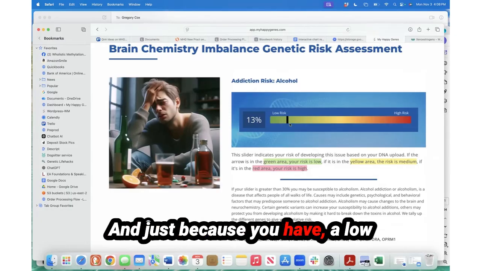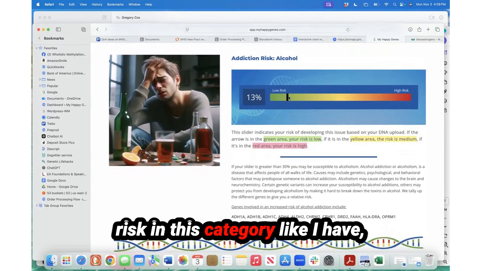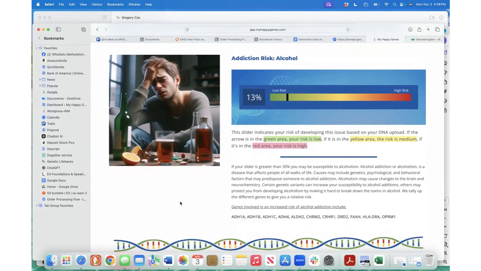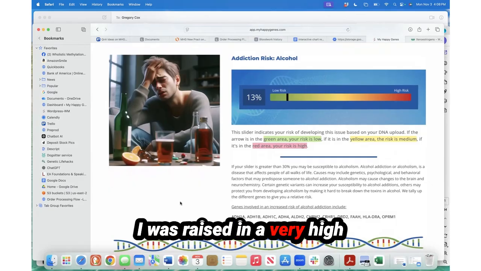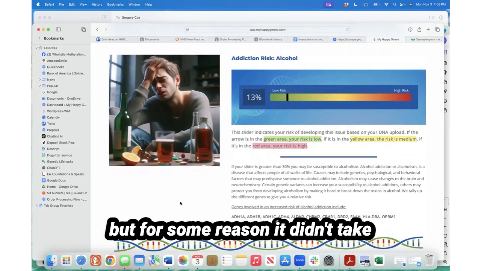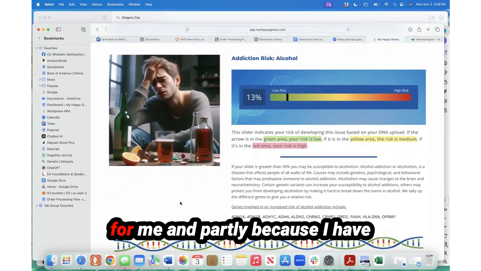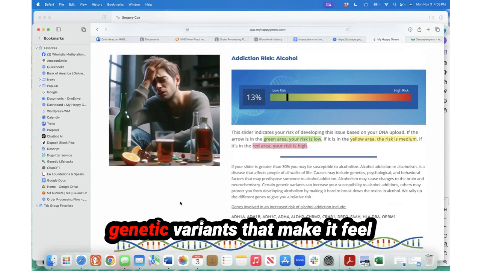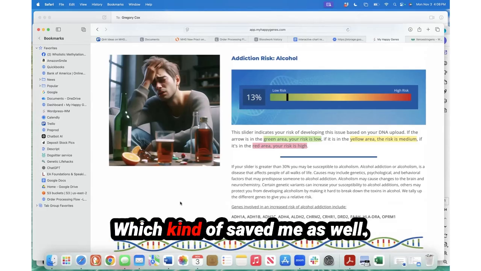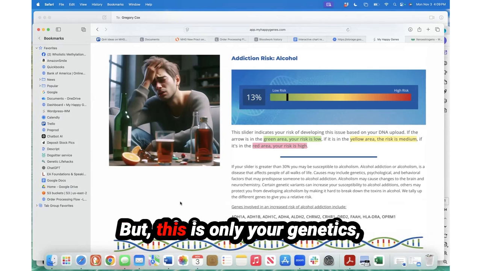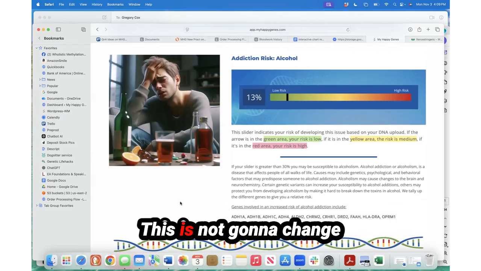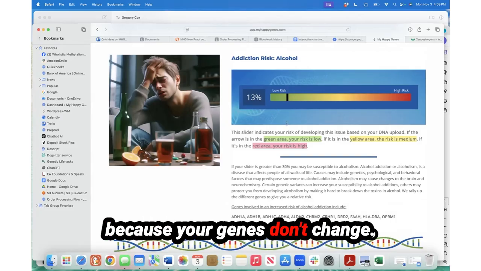And just because you have a low risk in this category, like I have, doesn't mean that you couldn't become an alcoholic if you tried. I was raised in a very high alcohol consumption family. Both my parents were alcoholics, but for some reason it didn't take for me. And partly because I have genetic variants that make it feel terrible when I drink alcohol, which kind of saved me as well. But this is only your genetics and has nothing to do with your environment or how much you drink. This is not going to change because your genes don't change.